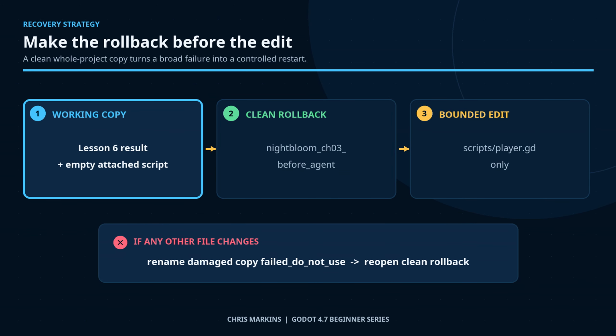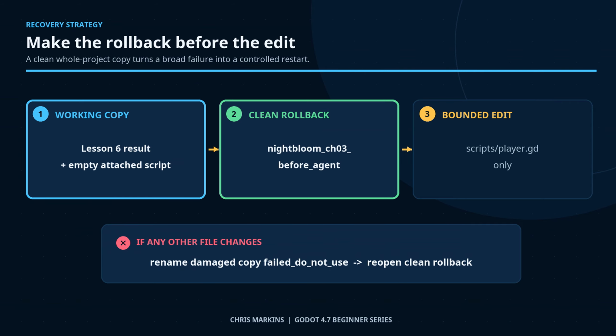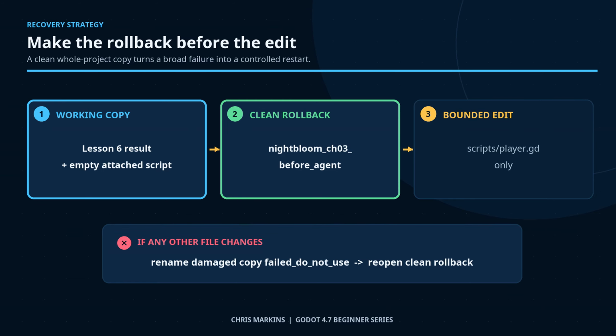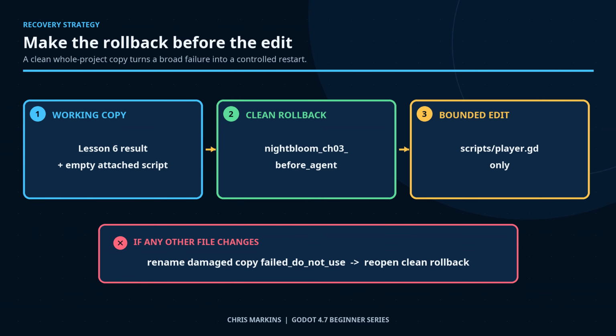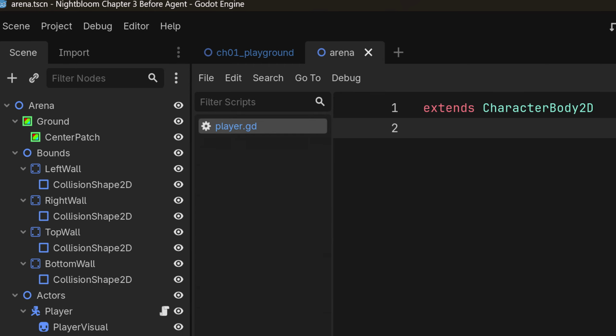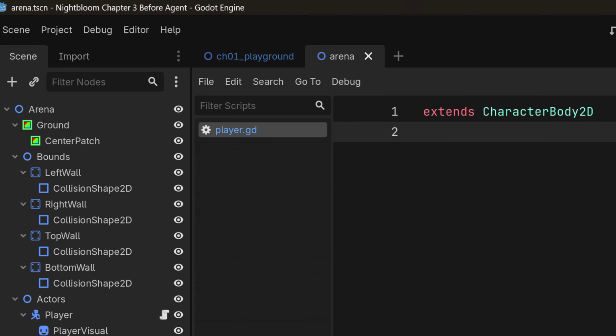In Project Settings, search for Name and set Application Config Name to Night Bloom Chapter 3 before agent. Confirm that arena.tscn opens and player owns the empty script. Close this copy, then reopen the original disposable working project.